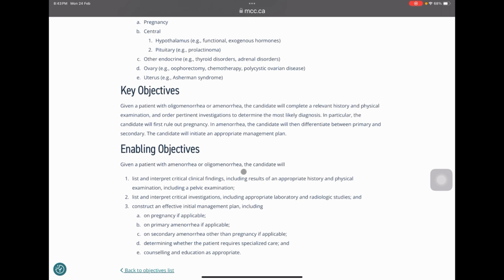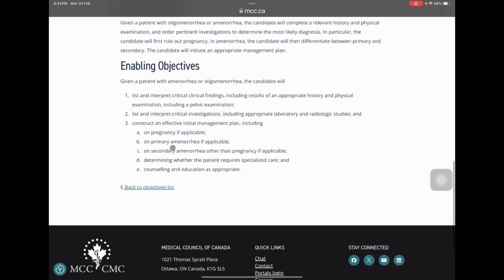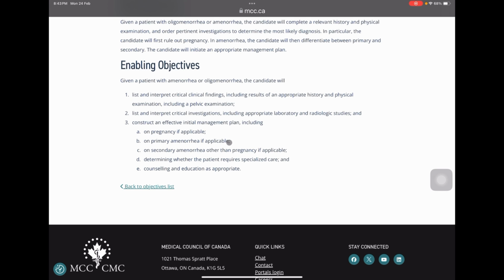Given a patient with amenorrhea or oligomenorrhea, the candidate will list the clinical findings, appropriate history and examination questions, including pelvic examination, investigations that are required, lab investigations and urological studies, and also construct an initial management plan, including on pregnancy if applicable. If the patient is pregnant, what you are going to do; on primary amenorrhea if applicable; on secondary amenorrhea other than pregnancy if applicable. Determine whether the patient requires specialized care, counseling, and education as appropriate.